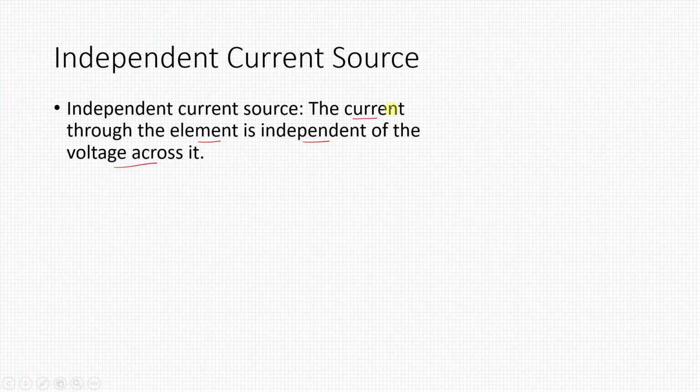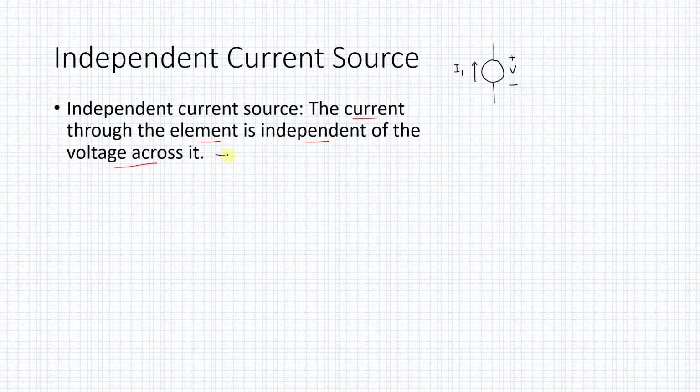So what does that mean? Just like the voltage source, let us try to understand this. For example, here you have your current source. I'm not going to draw the complete symbol, that we'll see in the representation part. This is the element and it has a current I1 flowing through it, and the voltage across that element, let us call it V. Whatever this voltage value across the element, the current value will always be constant. That is the meaning of an independent current source.